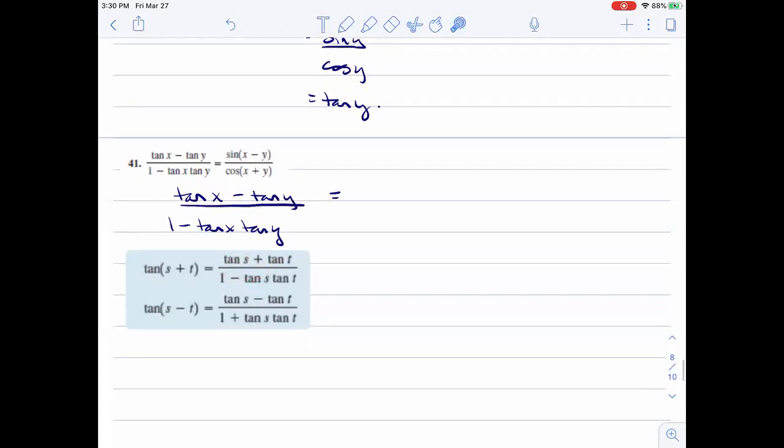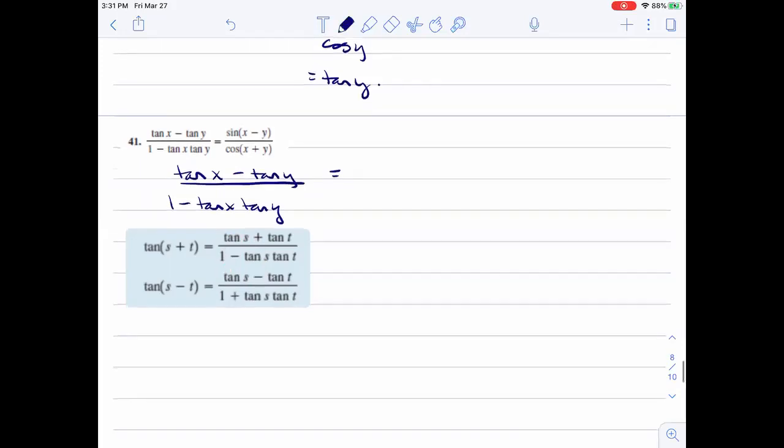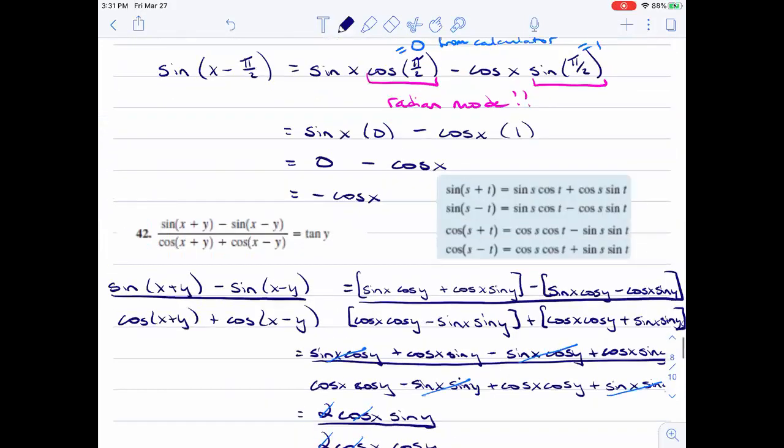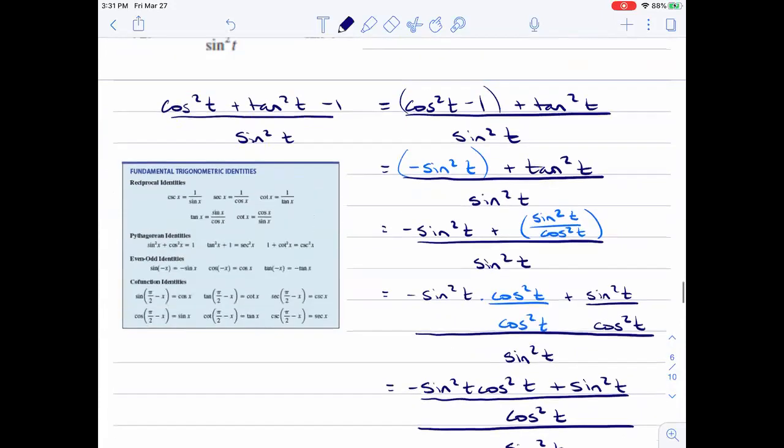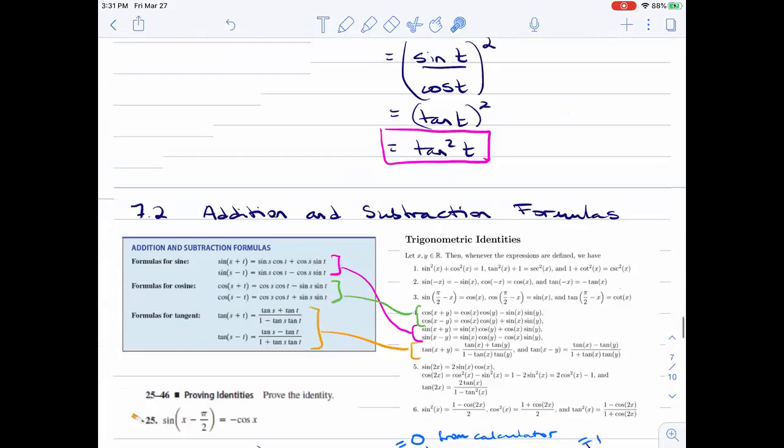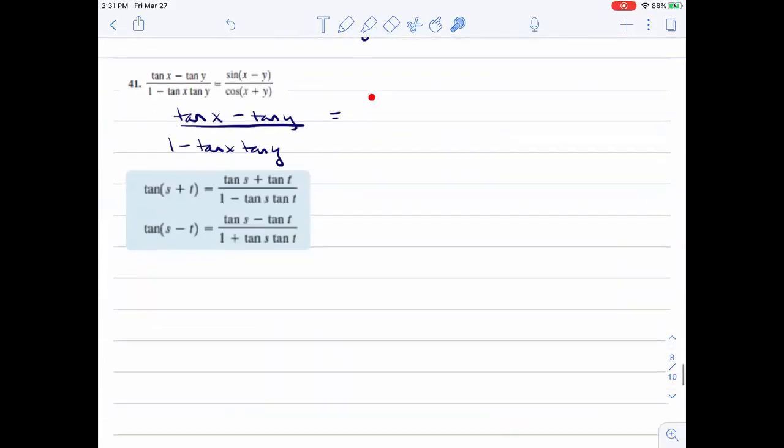So I've got this addition here and a subtraction here instead. I can pull out a negative, or is it better to just write it in sine and cosine? You know what? Because I'm waffling so much, let's rewrite it in terms of sine and cosine. So tan x is sine x over cos x. We can confirm that, but I promise it is. So we've got sine x over cos x minus sine y over cos y over 1 minus sine x over cos x times sine y over cos y.